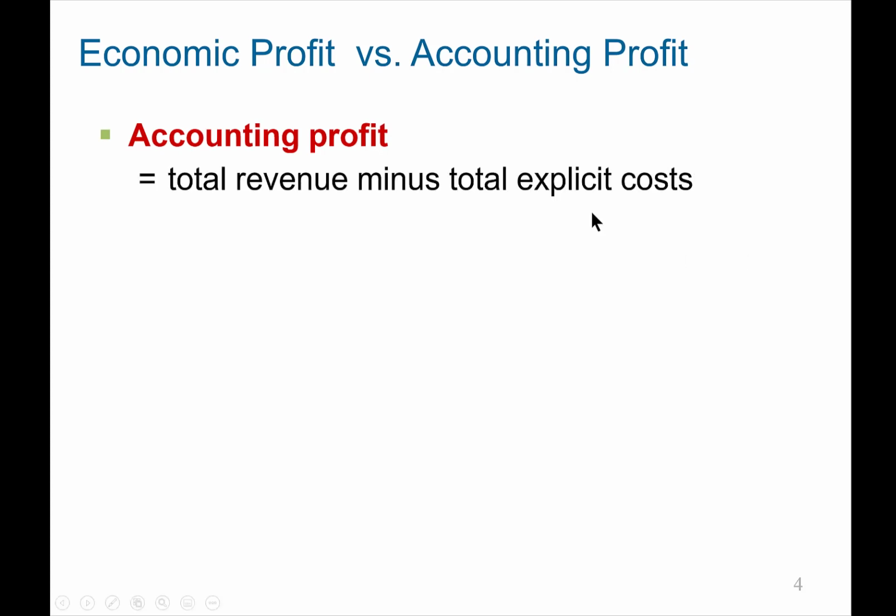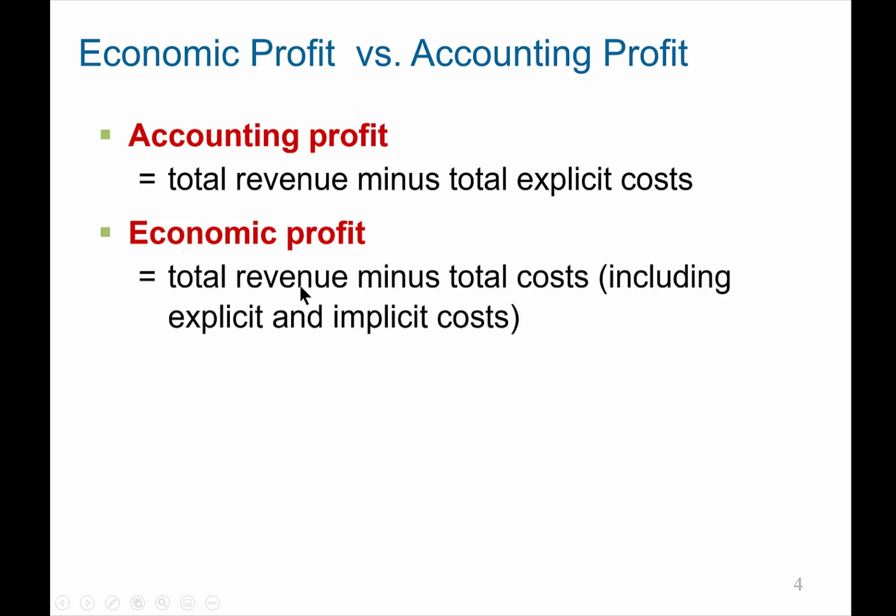Accounting profit, they only count those costs that involve a payment. Okay, so it's revenue, money coming in, minus explicit costs. Economic profit is revenue minus total costs, meaning both explicit and implicit. Whenever you hear me or any other economist or in any other econ class that you're in talk about costs, we mean both explicit and implicit. In other words, we mean the true opportunity cost.